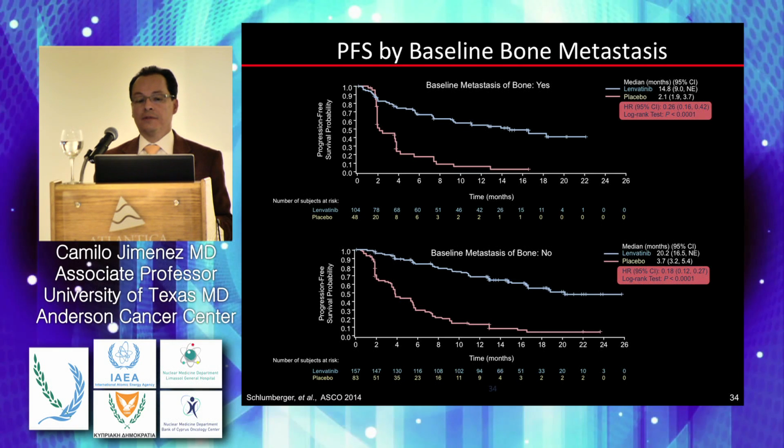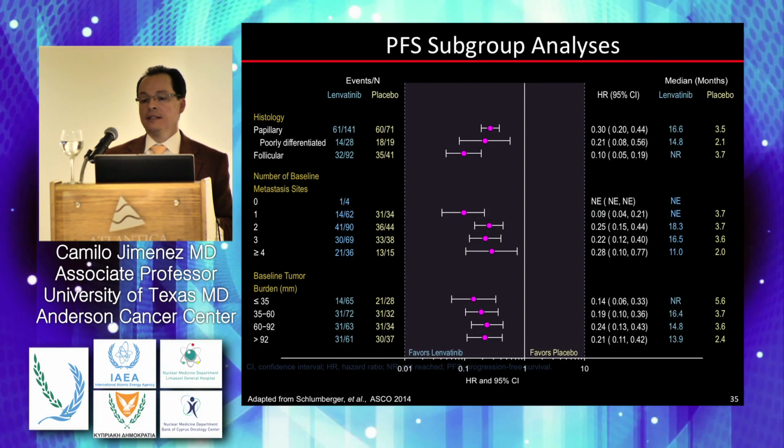It was very interesting from this study, what you will see here, the progression-free survival of these patients improved regardless of the histology. So this drug works very well in papillary, in poorly differentiated, and in follicular thyroid carcinomas. The drug works independently of the number of baseline metastases. So you may have a small number of metastases, a moderate number, or a large number of metastases, and the patients still exhibit a favorable or positive response to the drug when compared with placebo.